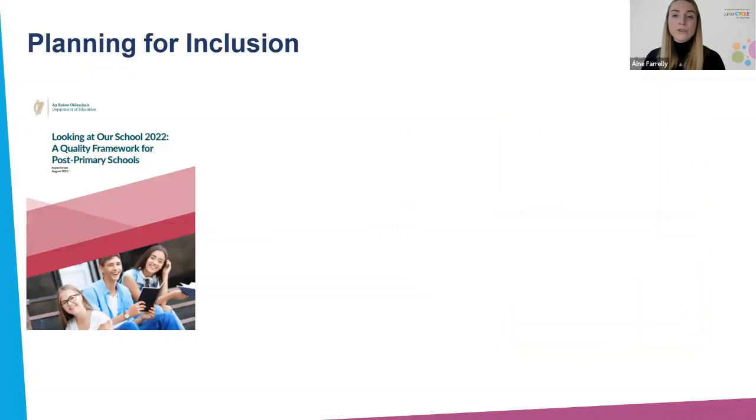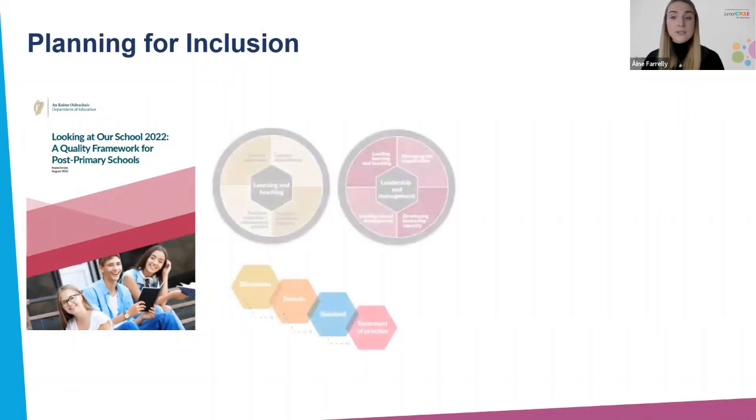We're further grounding what we're doing in the Looking at Our School document, which was updated this year, in August 2022. This is a quality framework for post-primary schools. It supports us in planning for inclusion by using the standards and statements for teachers' individual practice.